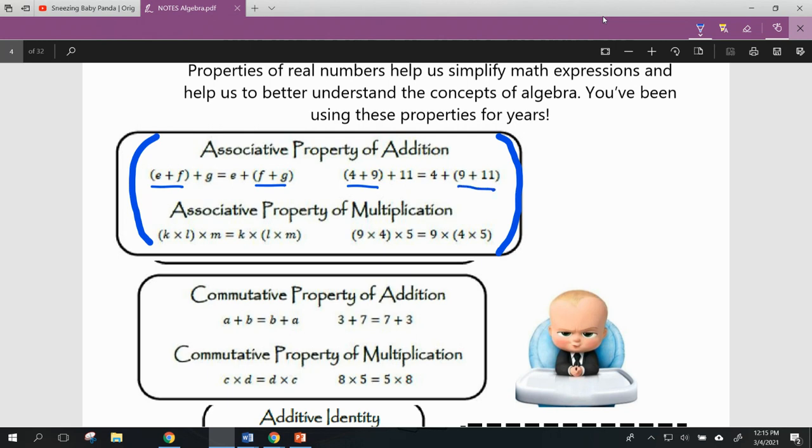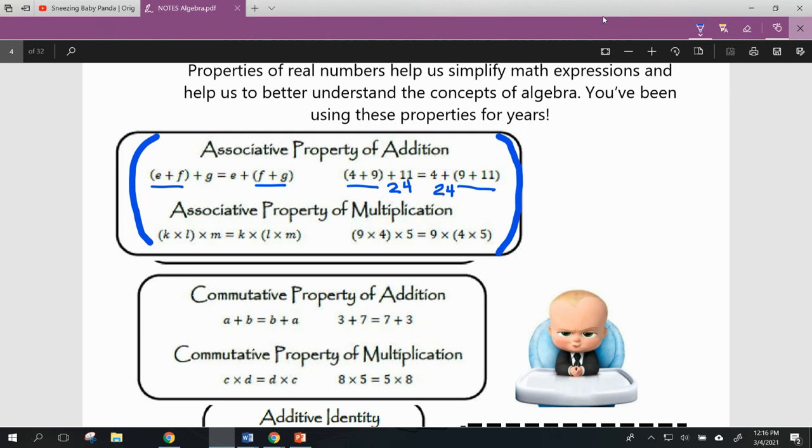Because 9 plus 11, it's a lot easier to chunk, right? 9 plus 11 gives us 20, and then boom, we could add that 4 for 24, right? If we kept the parentheses over here, we're still going to get the exact same answer, but it might be a little bit more cumbersome, a little bit more work to solve. 4 plus 9 is 13, and then 13 plus 11 is 24, but wouldn't you guys agree that doing 20 plus 4 is just a lot easier than doing 13 plus 11? Right? It's just a little easier.